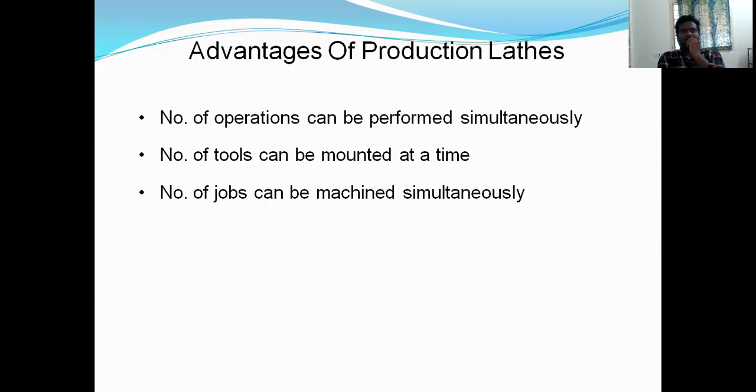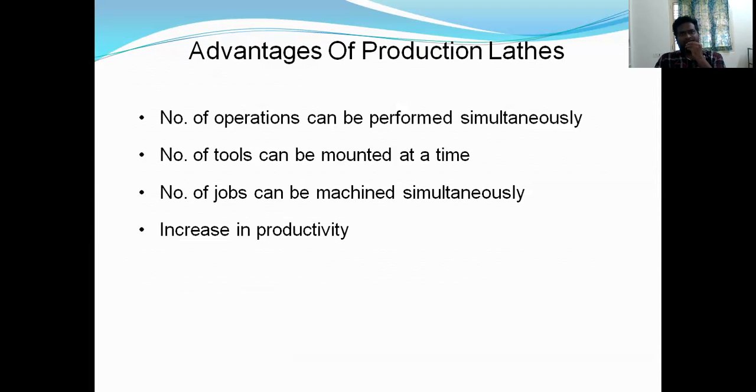And a number of jobs can be machined simultaneously, because the production lathe has multiple skills, not a single skill, right? For that reason, a number of jobs can be machined simultaneously because it can hold a number of jobs.